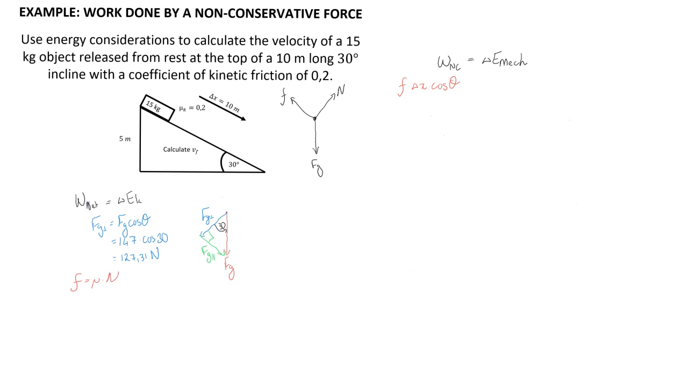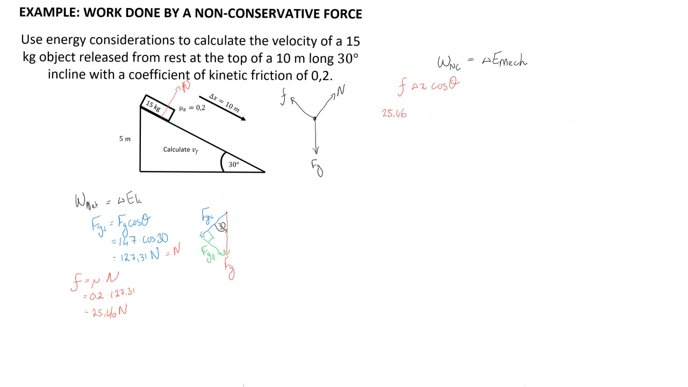Now, using that, we can calculate the friction force by saying the friction force is equal to the coefficient of friction times the normal force, where the coefficient is given as 0.2. Our normal force, we know, is equal but opposite to the perpendicular component of gravity, and so that is also 127.31 newtons. And therefore we know that friction is 25.46 newtons.